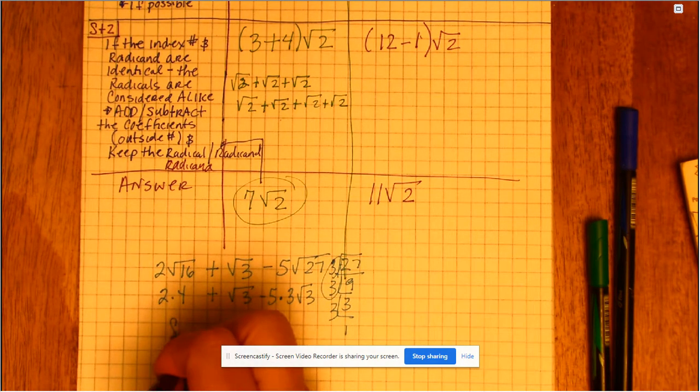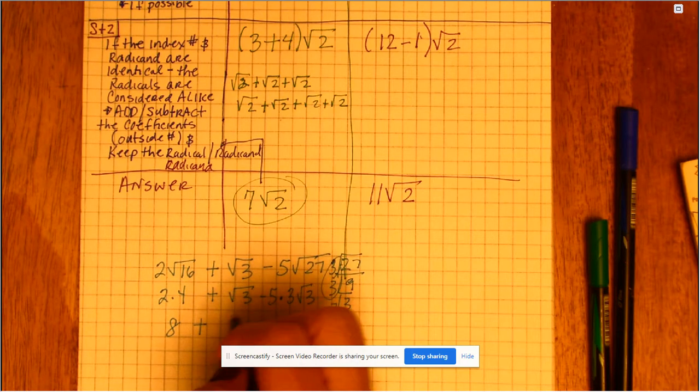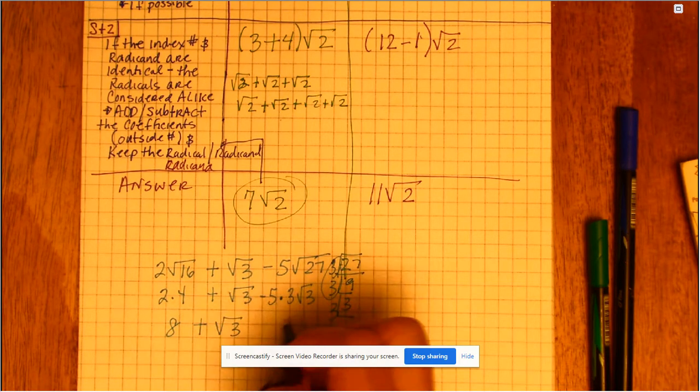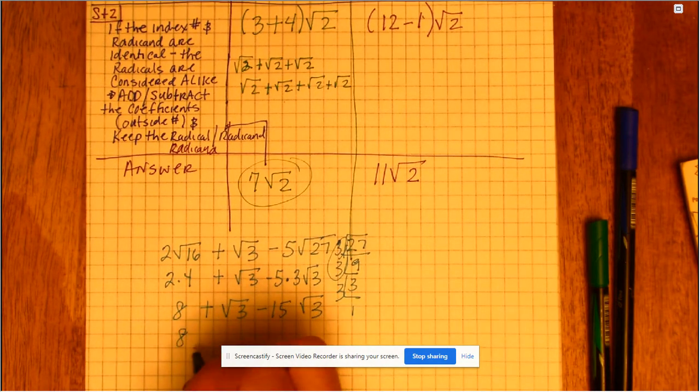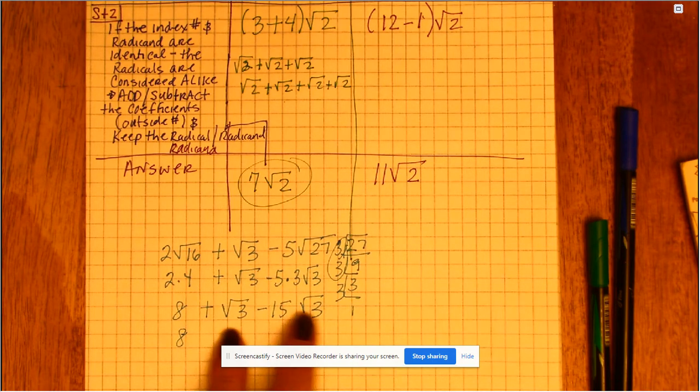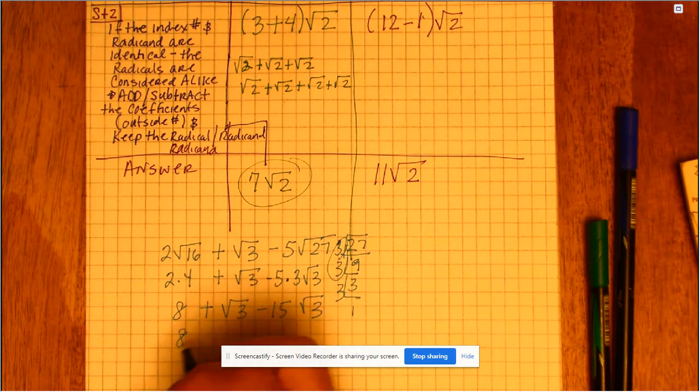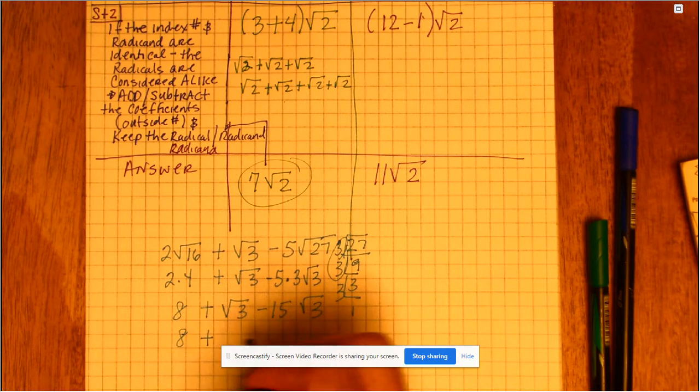2 times 4 is 8, radical 3, minus 15 radical 3. So the 8 doesn't have a radical. It's not like the other two terms. It can't be added to it, can't be subtracted from it. It's just 8 by itself. And then this has a coefficient of 1, minus 15.